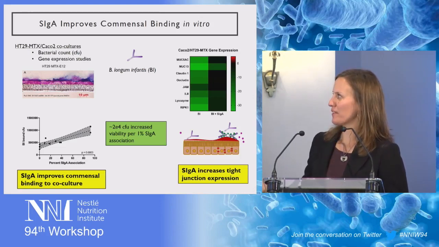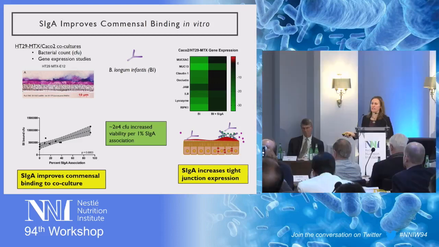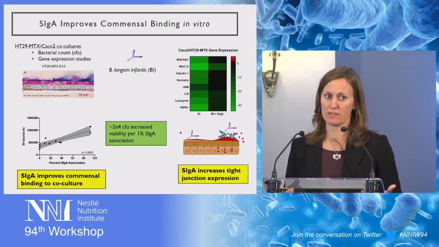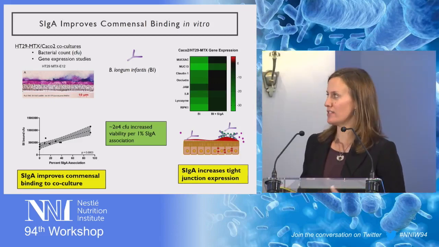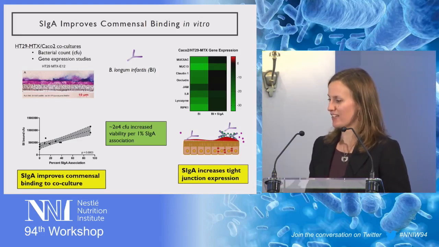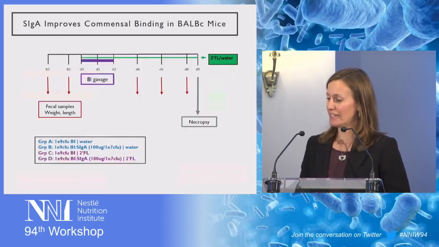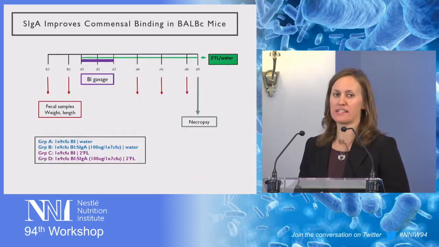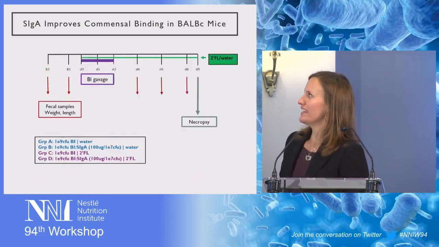If you did look at B. infantis without and B. infantis with secretory IgA, you could say that there was increased tight junction binding, increased mucosal production, seemed to be beneficial for the introduction of this commensal to first have the secretory IgA association prior to that interaction with these colonocytes. And then again, moving this into an in vivo system, so looking at this inside of a mouse.